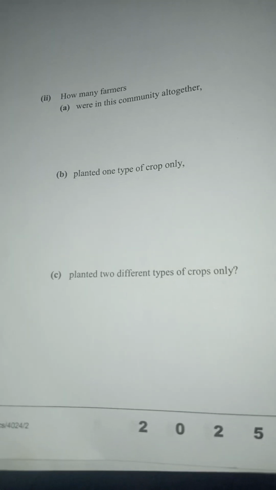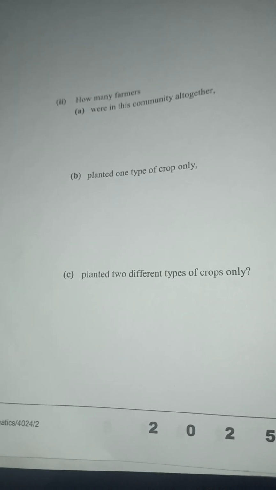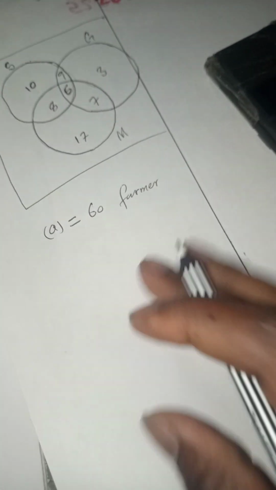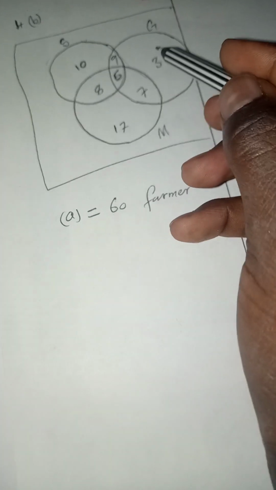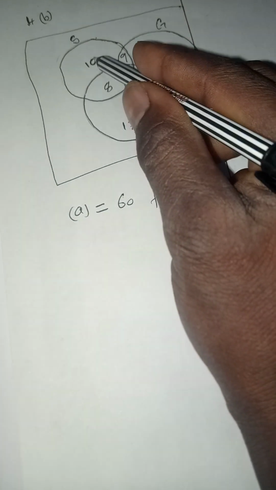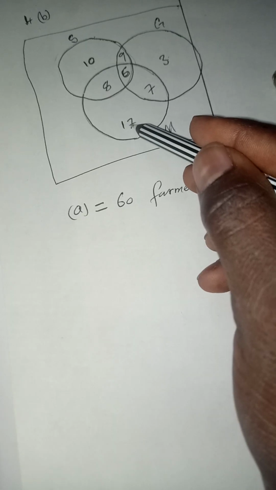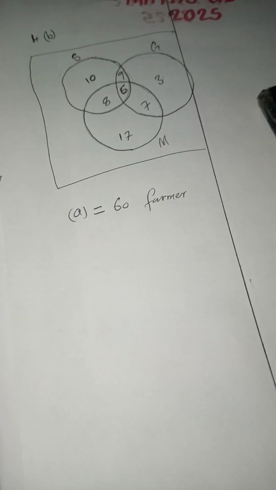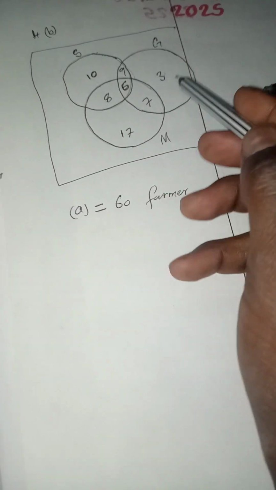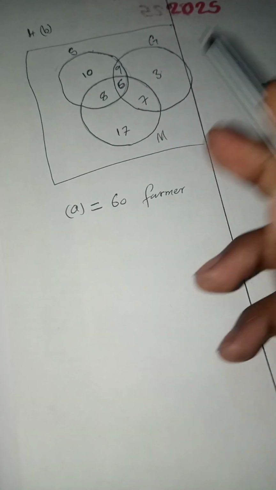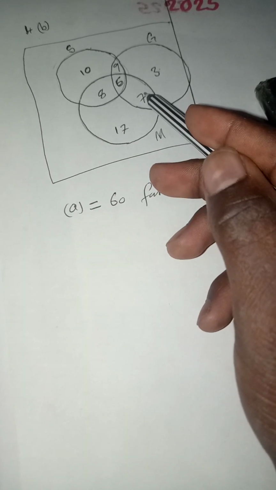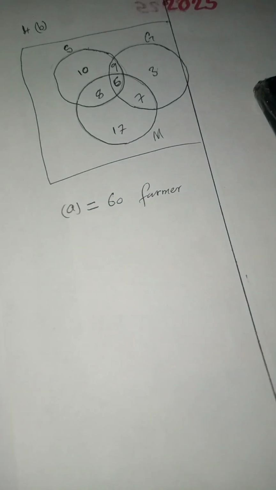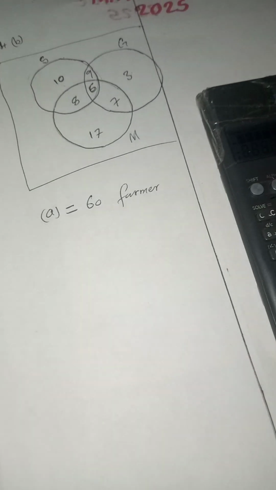We go to the other section. How many farmers planted one type of crop only? We are going to sum up these 3, 10, and 17 to find out those that were doing one crop only. So the numbers appearing in this part were doing one crop only. Then this part means they were doing two types of crops only. So let us add these to find out those that were doing one type of crop.